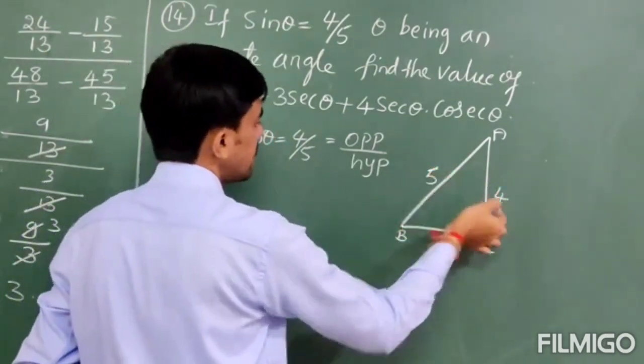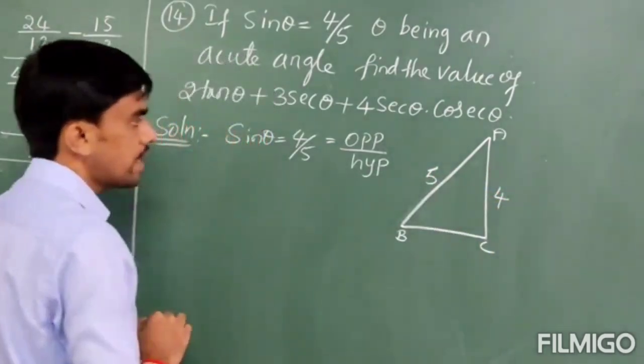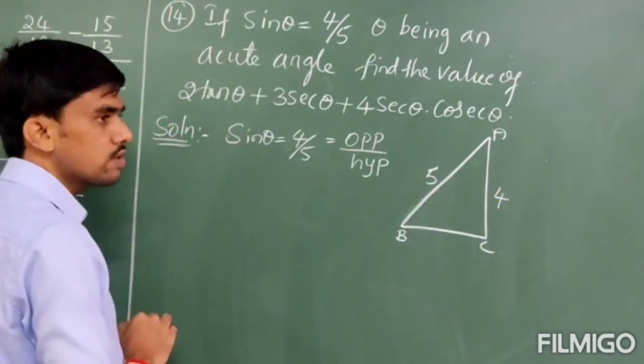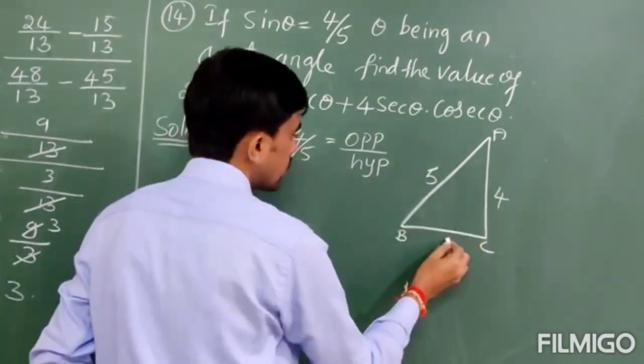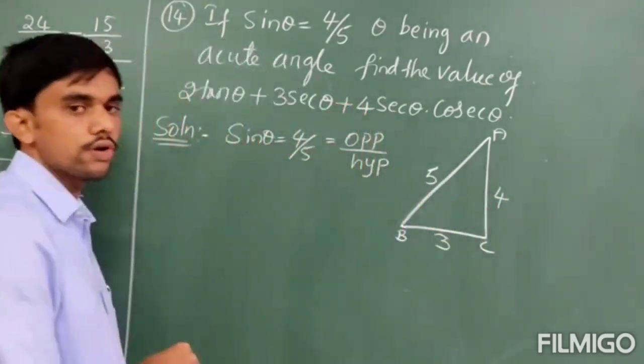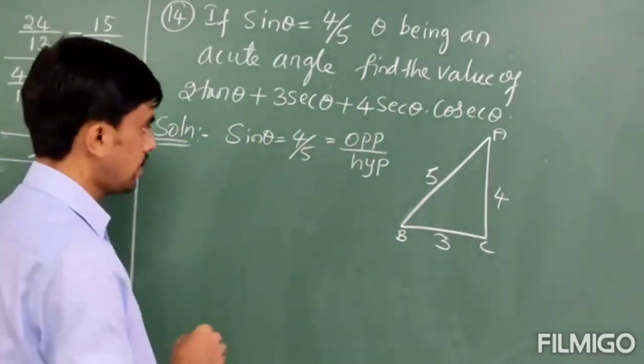5 square minus 4 square. 5 square is 25, minus 4 square is 16. 25 minus 16 is 9. So root 9 is 3. Therefore the value of BC is 3.